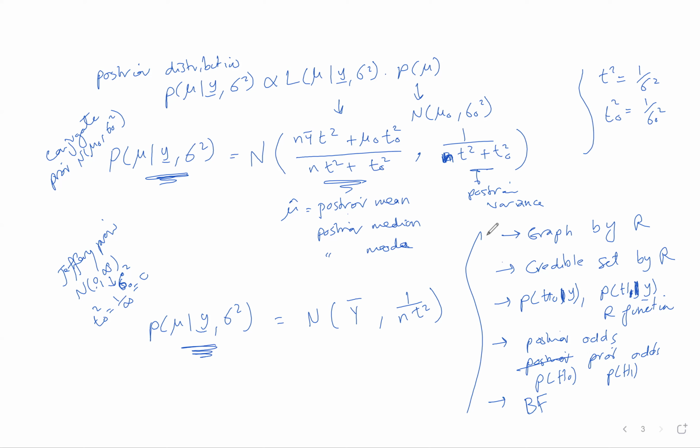But all of these are done by R. So you have the posterior function, but you cannot do anything by hand. You can graph the function by R, the credible set by R, the prior odds, posterior odds, and calculate the probability of H0 given Y and the probability of H1 given Y, all by R.